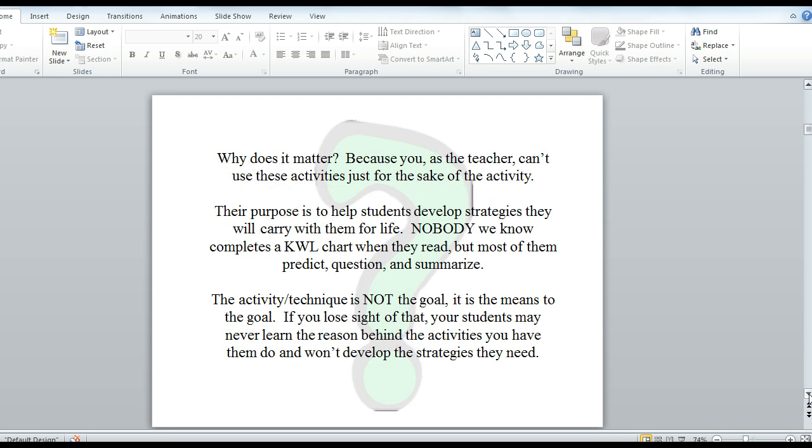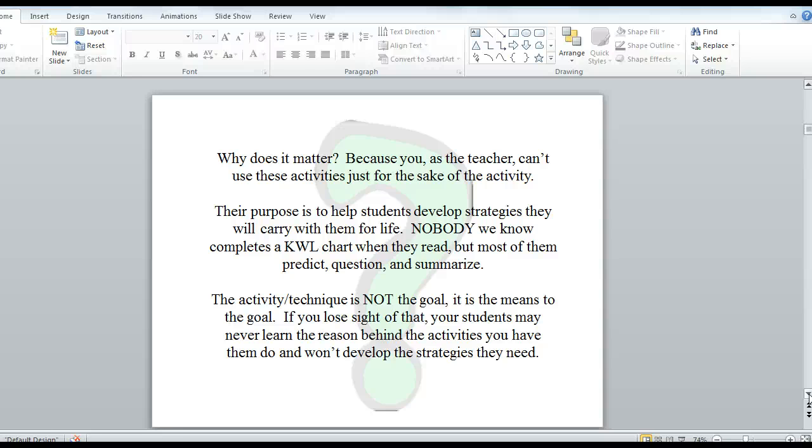And you're probably asking, why does it matter so much that it's been brought up in 2 professor overviews now? And that's because you as a teacher can't use these activities just for the sake of the activity, and that happens so often in teaching. Their purpose is to help students develop strategies that they'll carry with them for life.